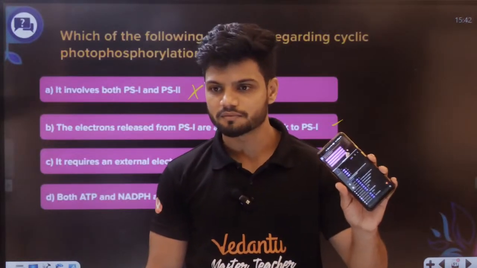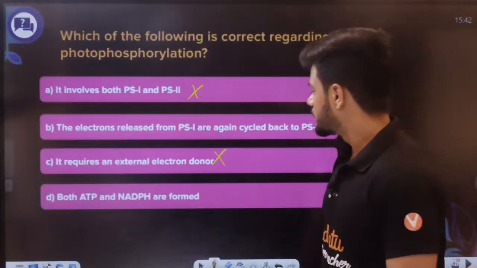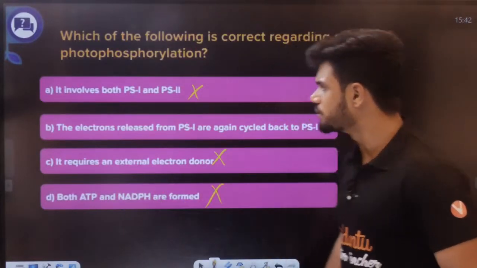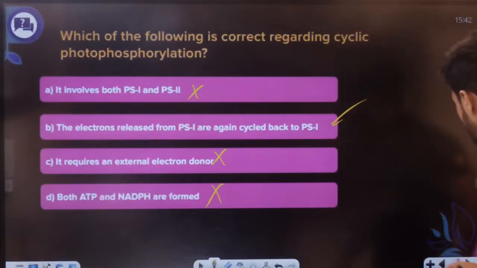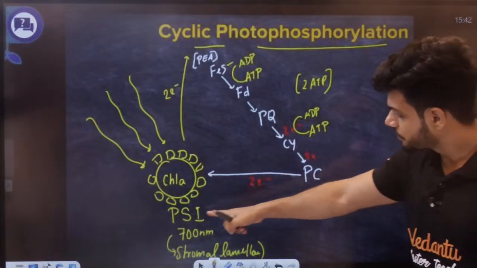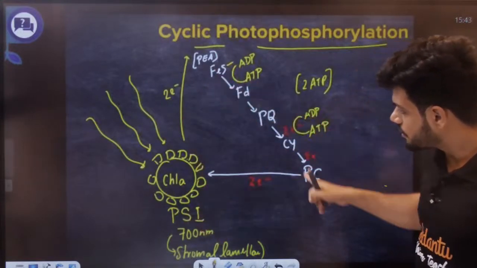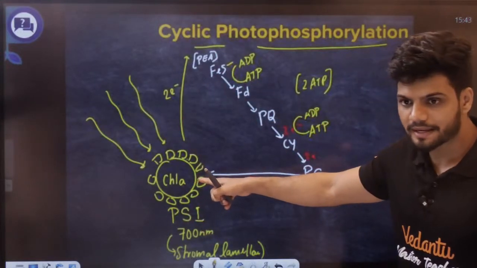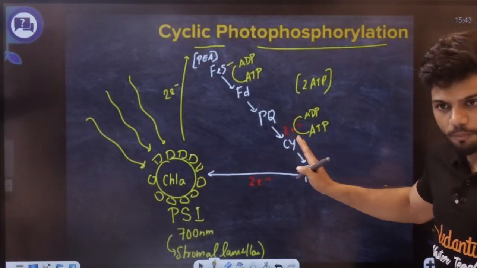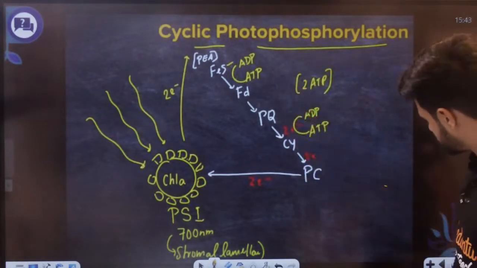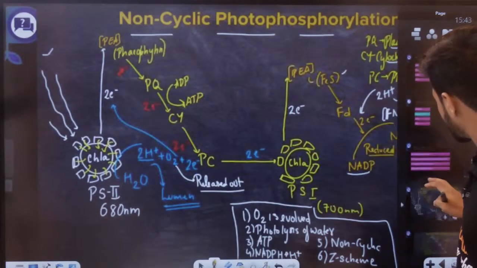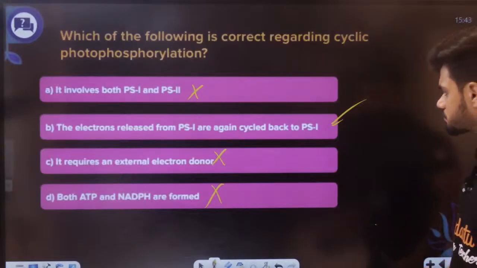Now, both ATP and NADPH are formed. No, here NADPH formation does not happen. So the answer is option B. You can see, students, in the case of cyclic, only PS1 electrons are cycled back here. There is no NADPH formation here. Only ATP formation. This is non-cyclic.